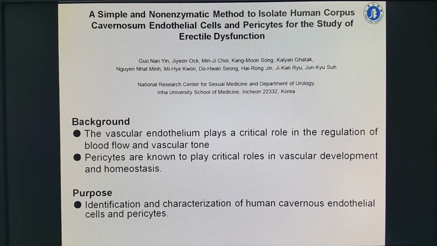The title of the paper is "A Simple and Non-Enzymatic Method to Isolate Human Corpus Endothelial Cells and Pericytes for the Study of Erectile Dysfunction."